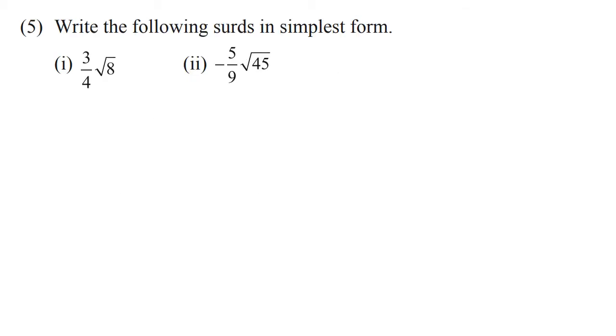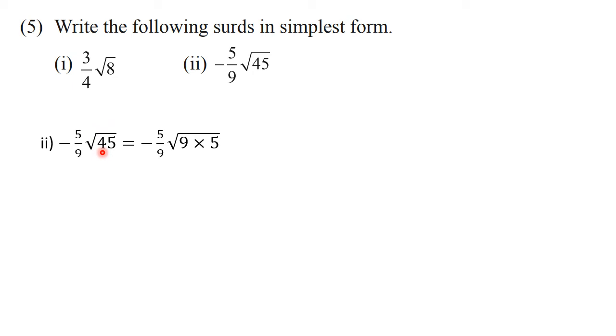Question number 5. Write the following surds in simplest form. So here there are 2 questions. Out of that I am solving the second one. By using the same method you can solve the first one also. Okay, already we have solved such sums in exercises, so you know how to express surds in simplest form. So let us do the second one, that is minus 5 upon 9 root 45.